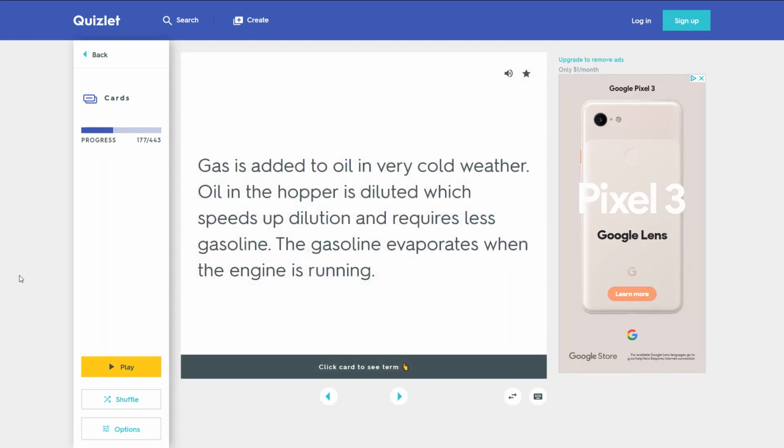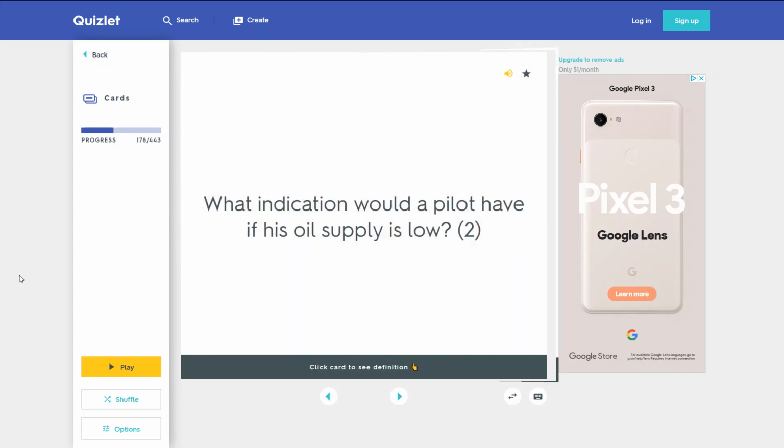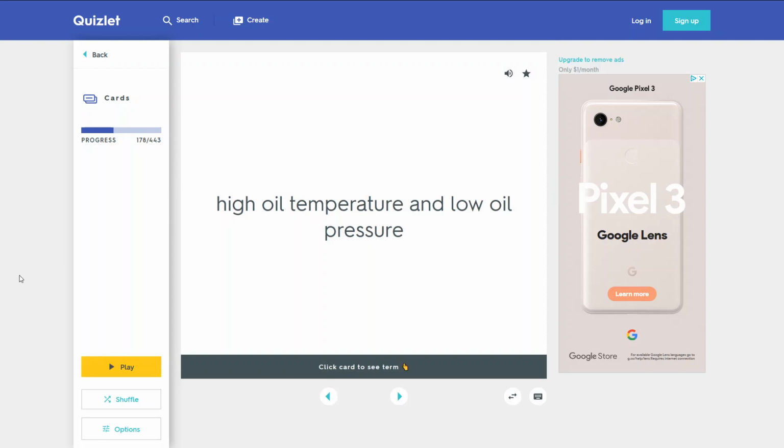Gas is added to oil in very cold weather. Oil in the hopper is diluted, which speeds up dilution and requires less gasoline. The gasoline evaporates when the engine is running. What indication would a pilot have if his oil supply is low? High oil temperature and low oil pressure.